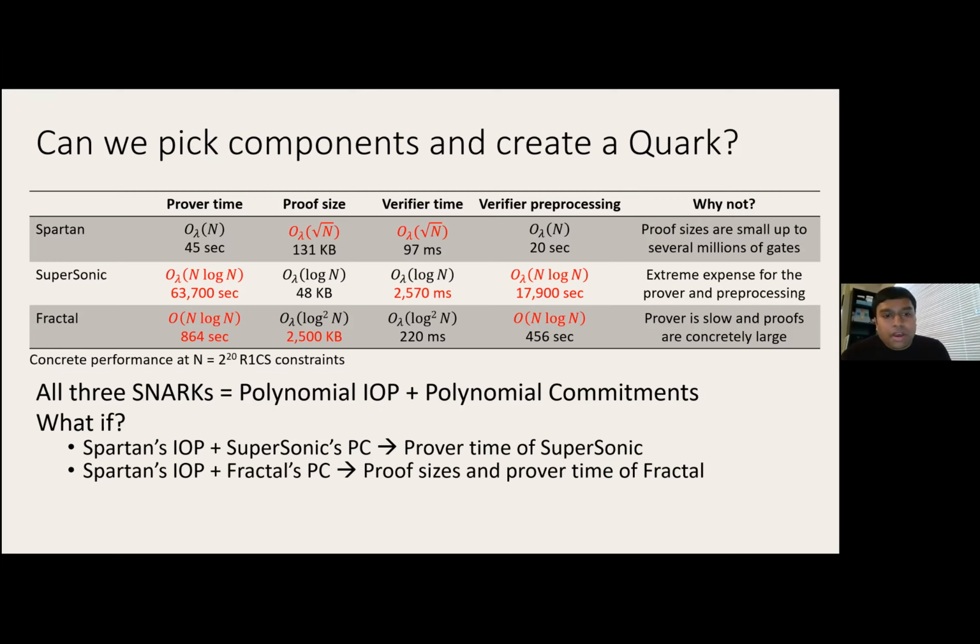Or we could also try taking Spartan's IOP and combine with Fractal's polynomial commitment scheme. Here, the proof sizes and prover time of the resulting SNARK would be similar to that of Fractal, so it doesn't quite meet our requirement.